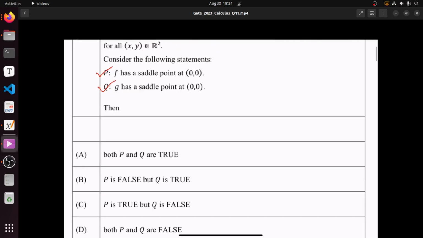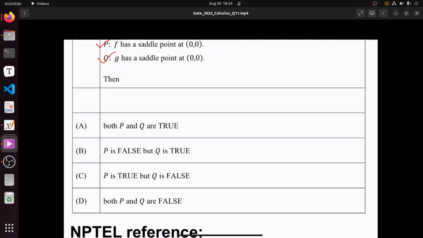So which options are correct? Both p and q are true. So option A is correct, and all other options are false.